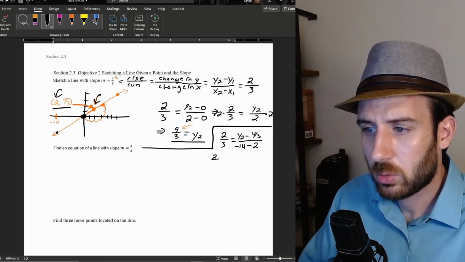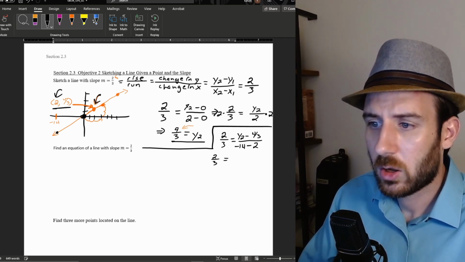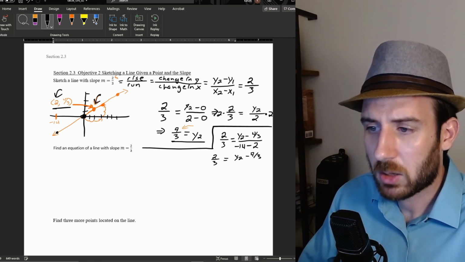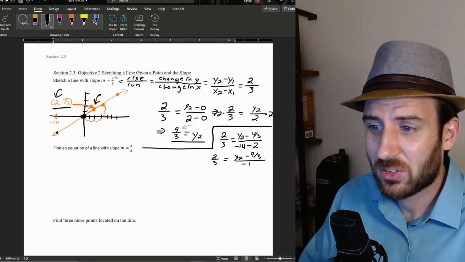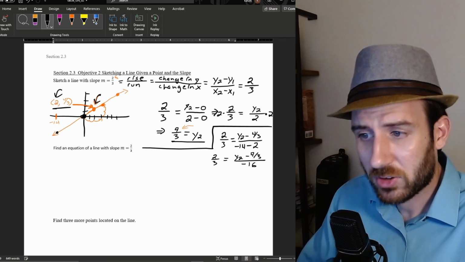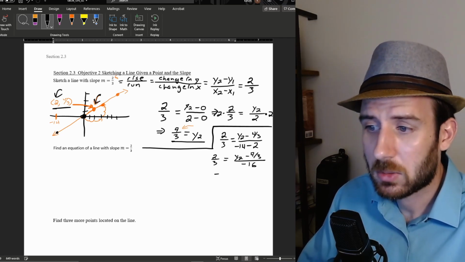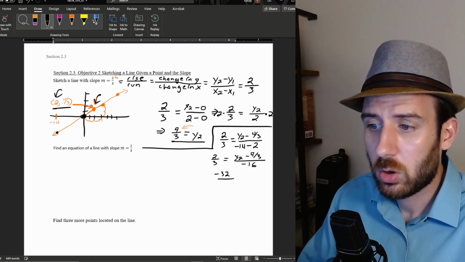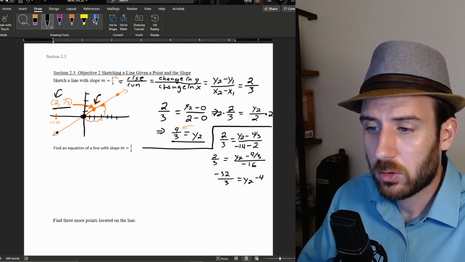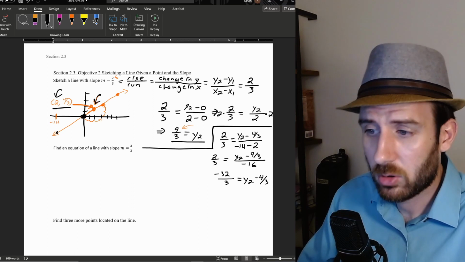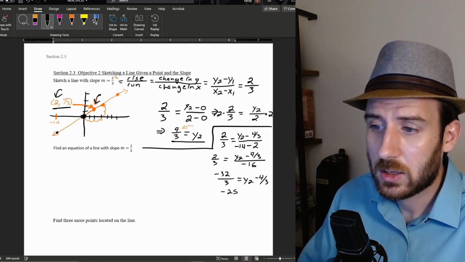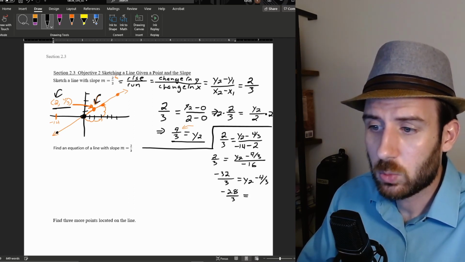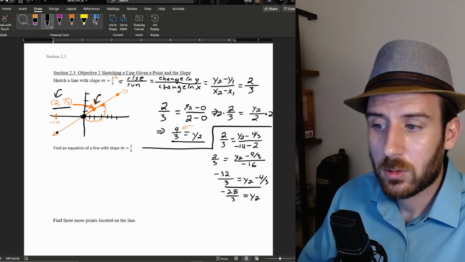And so let's see if I can solve out for everything there. That would be still 2/3 equals y2 minus 4/3. And then on the bottom, I've got -14 minus 2, which would be -16. I could multiply both sides by -16. That would get me -32/3 equals y2 minus 4/3. And then I could add 4/3 to both sides. That would be -28/3 equals y2. Oh, and there you have it.